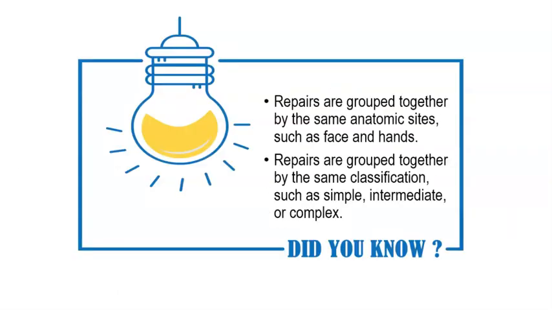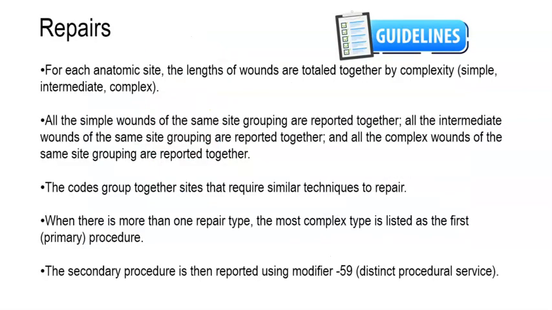Repairs are grouped together by the same anatomic sites, such as the face and hands. Repairs are grouped together by the same classification, such as simple, intermediate, or complex. For each anatomic site, the lengths of wounds are totaled together by complexity, which would be simple, intermediate, or complex.